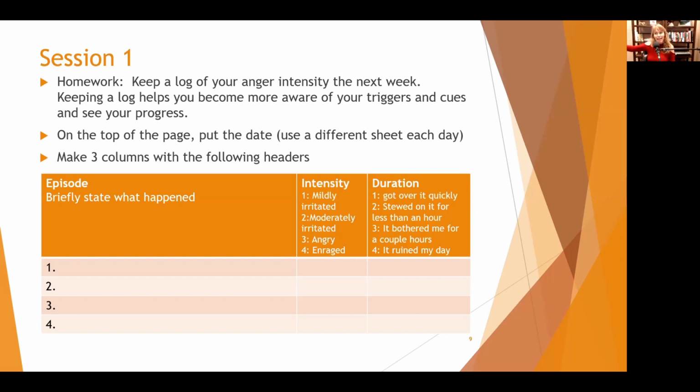And then how long did it last? Got over it quickly, or it ruined my whole day? So you have, again, 1, 2, 3, 4. What we want is people to recognize how often they're getting upset, how intensely they're getting upset, and how long it's impacting their life. And gradually, as anger management starts to work, one or more of those dimensions is going to start to decrease. And it depends on the person, whether it's the intensity, the duration, or the frequency, which starts to dissipate first. I've seen it all over the place.